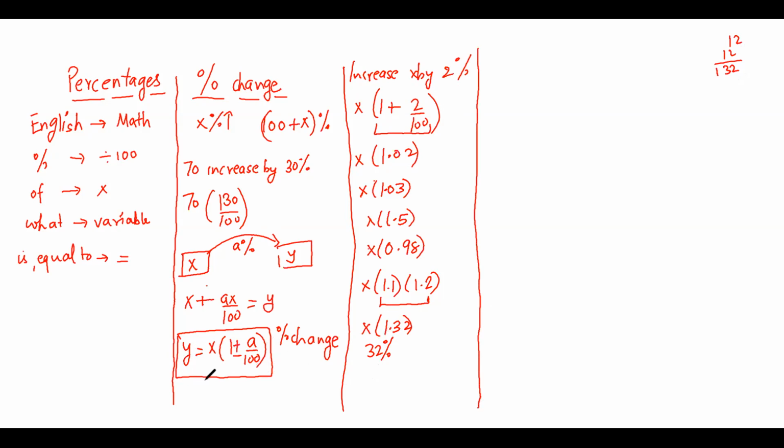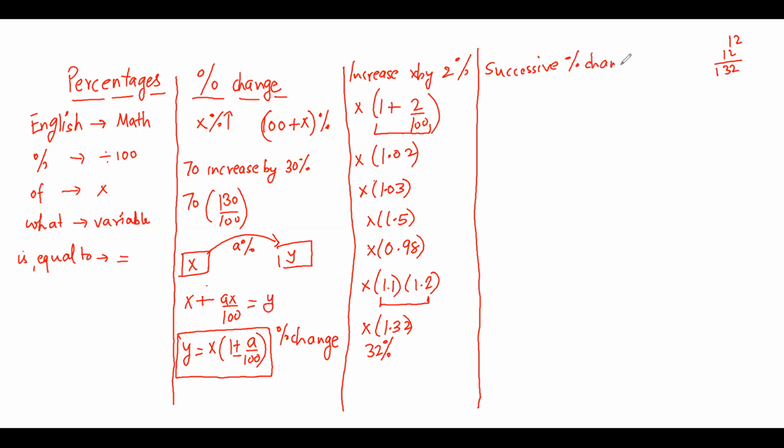So remember this. Whenever there is a percentage change, this is what happens: 1 plus this over 100. This is exactly what happens. Now you will also get some questions about successive percentage changes.